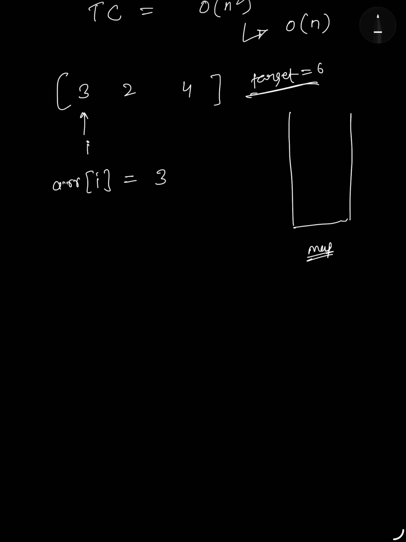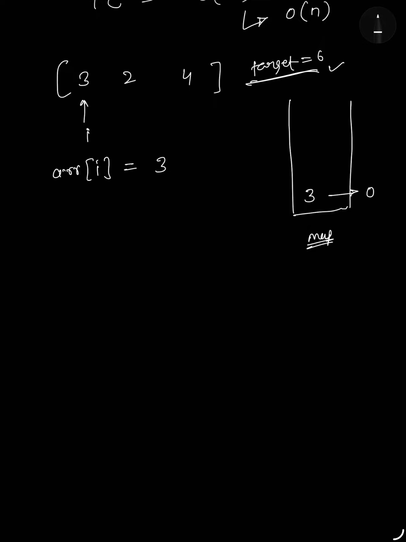So if I check, my map is empty, so there is nothing which I can add up with this 3 to get my target. What I can do, I will move ahead. Before that, I will save this 3, and this 3 is at 0th position. Okay, I will move to the next index.